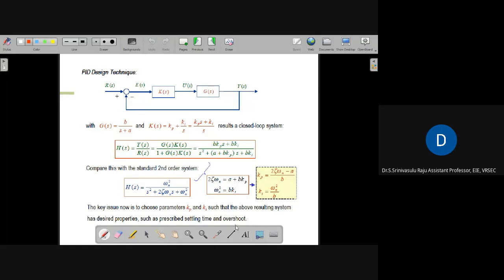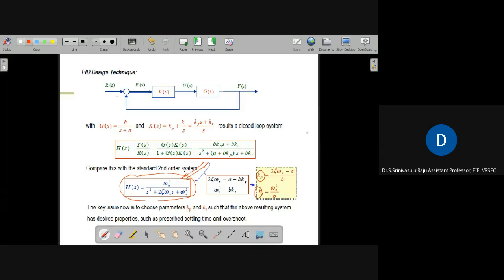Now, how are we going to calculate the Kp and Ki? The PID algorithm looks like the second order standard equation, like this: omega n square divided by s square plus 2 zeta omega n s plus omega n square. Now, if I equate these two, I arrive at the Kp and Ki values.